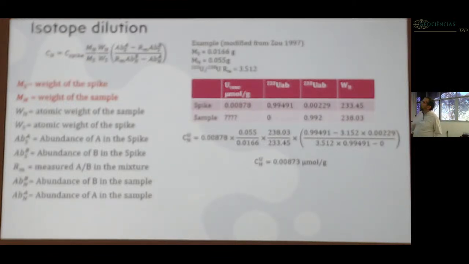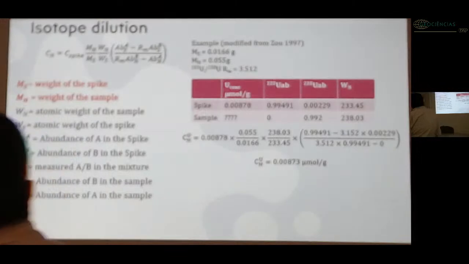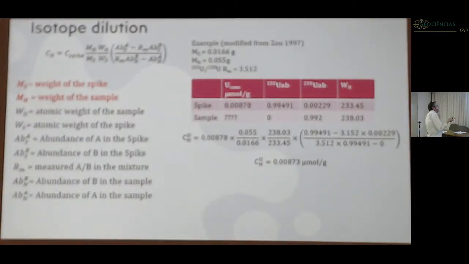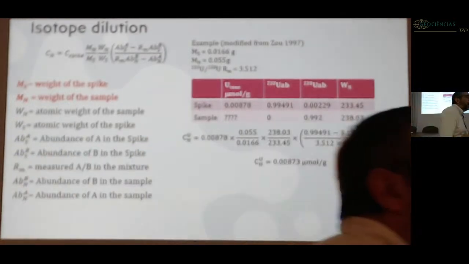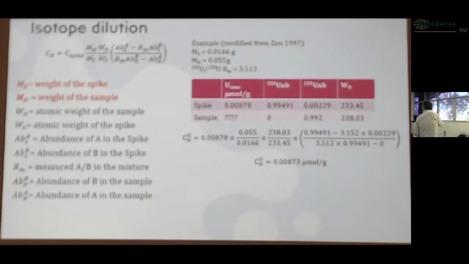We know the weight of the spike because we are doing that gravimetrically. We know how much sample we weighed, and just doing some maths, we can obtain a very precise concentration of uranium. We can do the same for thorium, and then we can ratio the concentration.